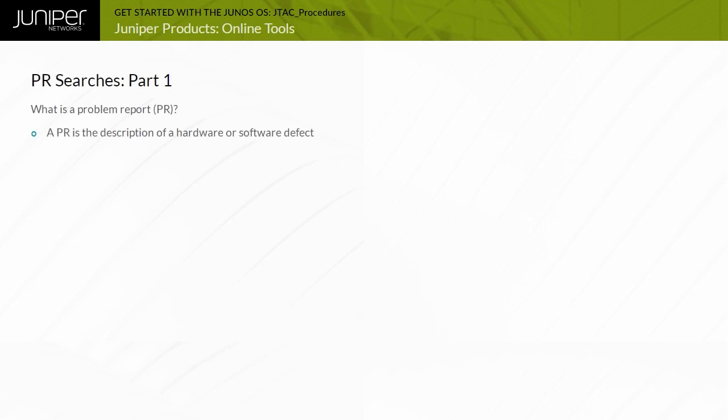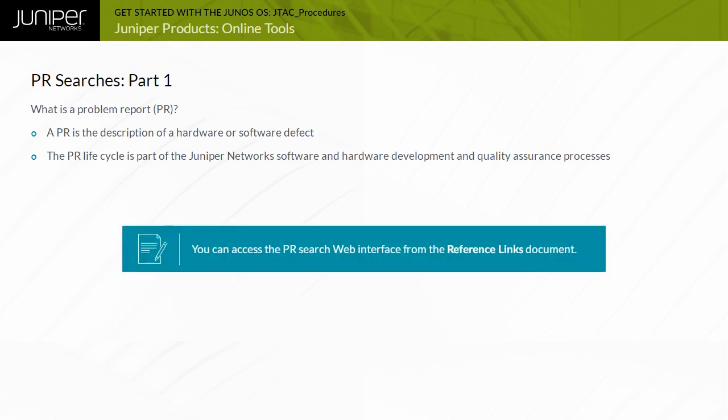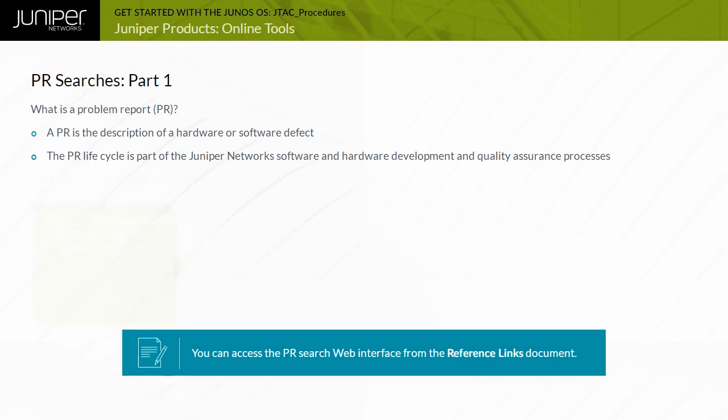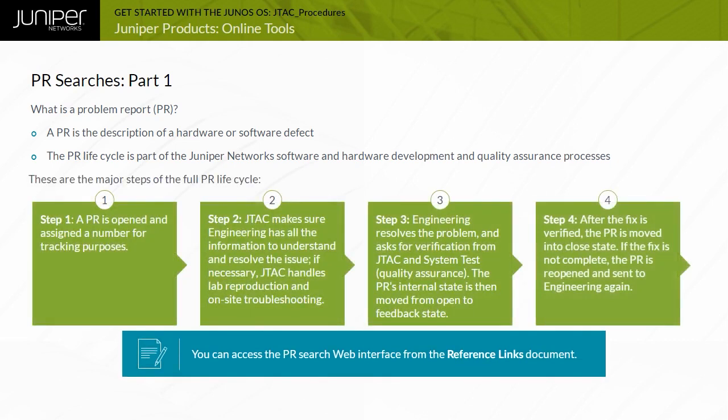A problem report, or PR, is the description of an issue, typically a software issue, that must be addressed by the Juniper engineering team. The life cycle of a PR is part of the Juniper software and hardware development and quality assurance processes. Note that you can access the PR Search web interface from the reference links document. The steps displayed are the major steps of the full PR lifecycle.